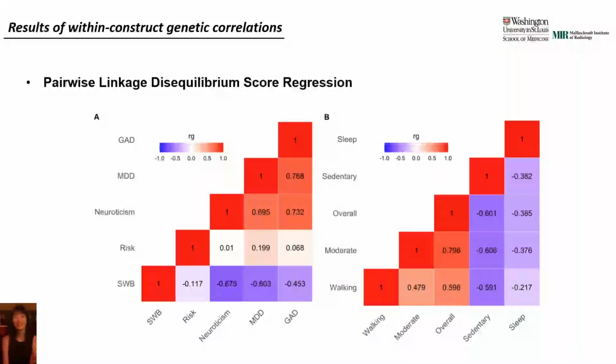These are some results for the pairwise genetic correlations within each of the constructs. I think there's no big surprises here. You see relatively high genetic correlations for phenotypes that are similar, and you see negative correlations, for example, looking at sleep and sedentary behavior when you compare that against more active exercise type behaviors.